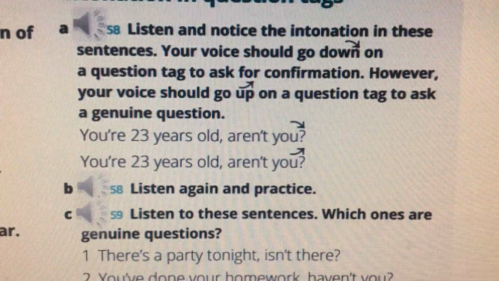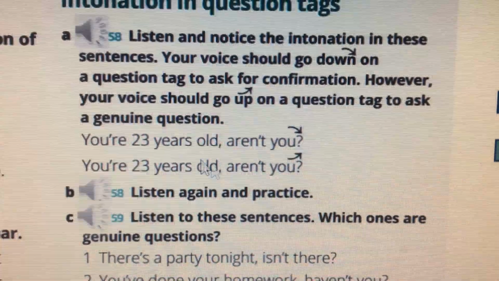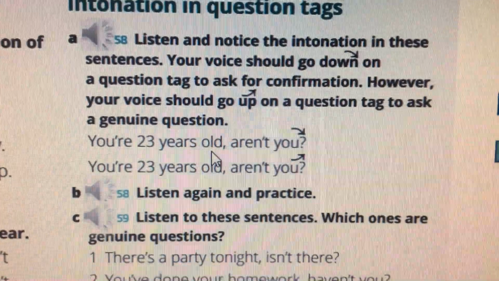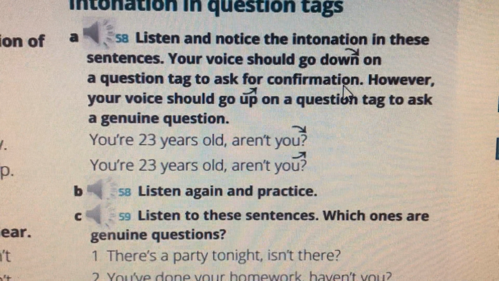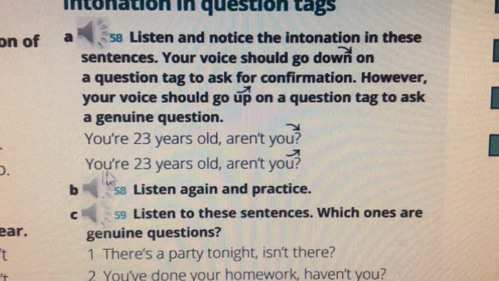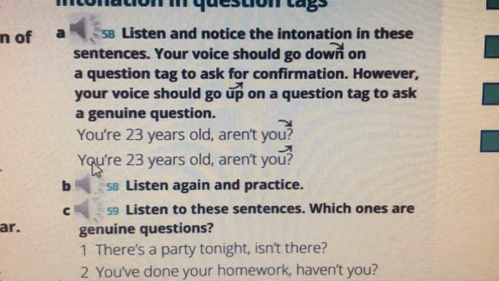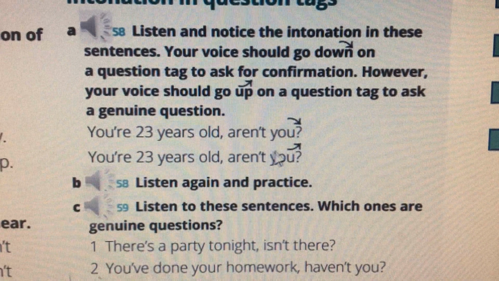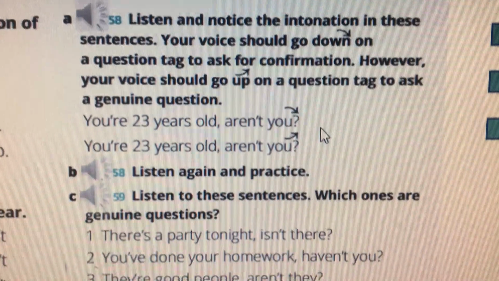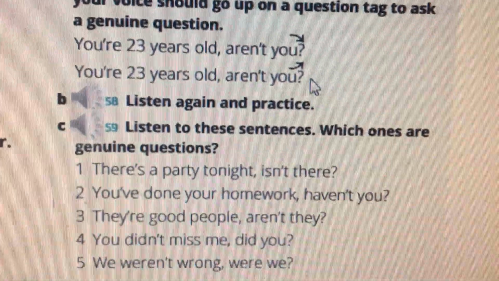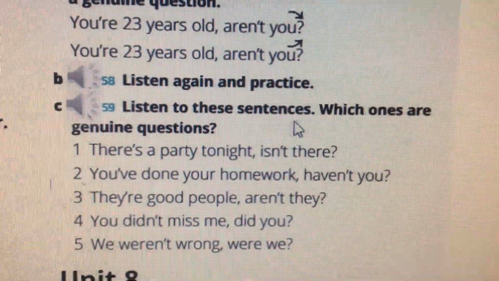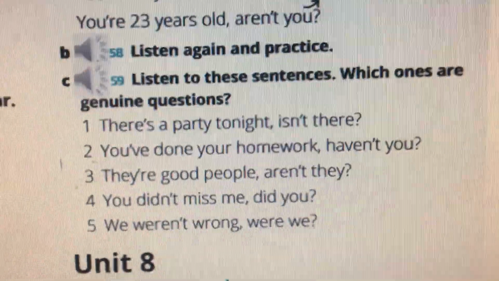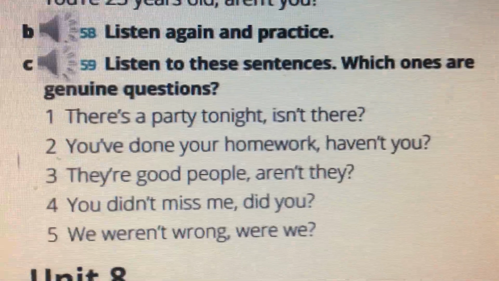Okay, so you see the first one goes down because she already knows he's 23. She just wants a confirmation. But on the second one, she doesn't know. She's asking a question. So it goes up. Okay, let's go down to part C. Which ones are questions?